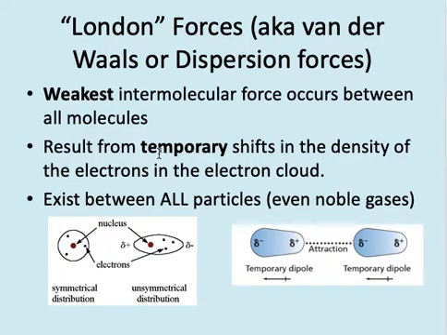And what it is, is just temporary. It's not permanent, not always there. Shifts in what we say the density of the electron cloud is. So what does that mean? We know that the electrons are in a cloud. We know that they move around a lot. Well, and we know that there's a nucleus. In all actuality, sometimes those electrons kind of group up on one side or another.